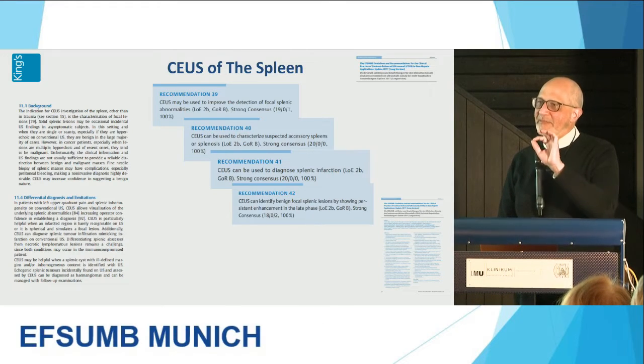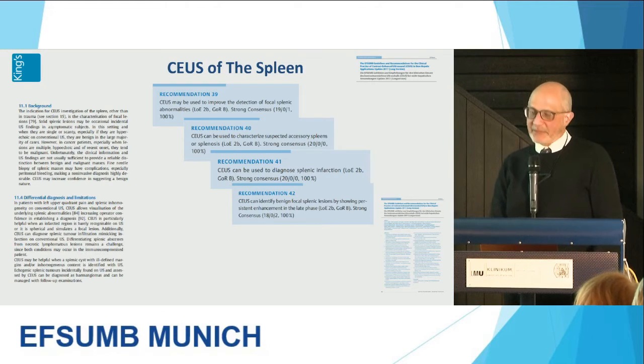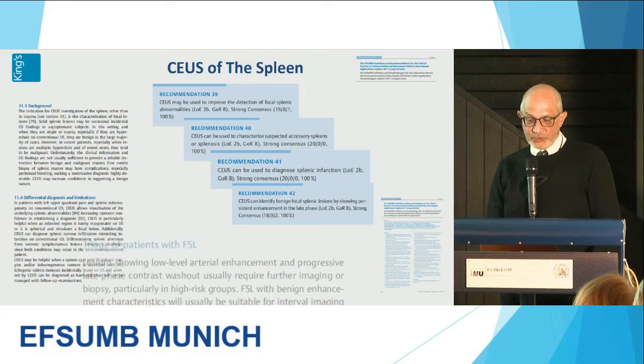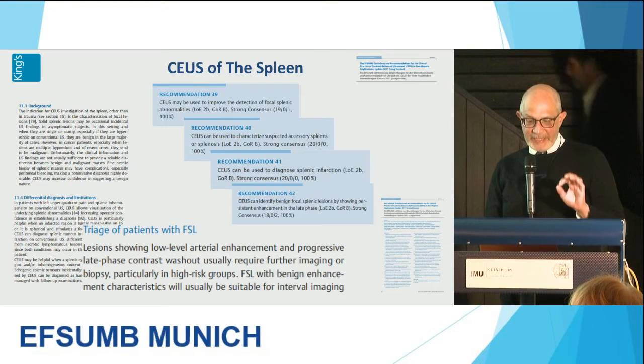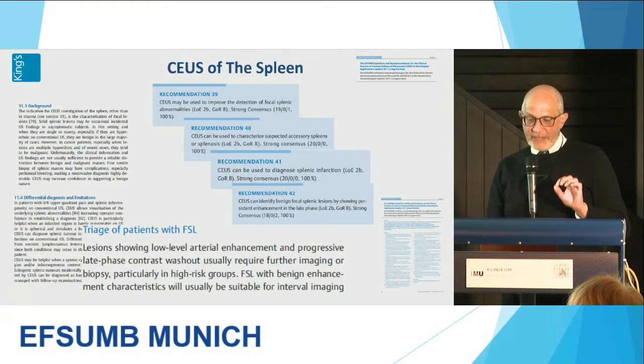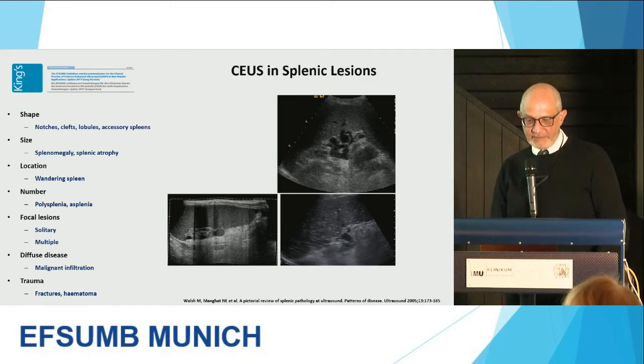These are fundamental points that you should keep in mind when we go through the lecture, because there's very little that you need to know about those focal spleens to make your diagnosis and present the case to your physicians or surgeons. If you've got a patient with a focal splenic lesion, lesions showing low-level arterial enhancement and progressive late-phase contrast washout usually require further imaging or biopsy, particularly in high-risk groups. Focal splenic lesions with benign enhancing characteristics will usually be suitable for interval imaging. So those are basic principles for you.